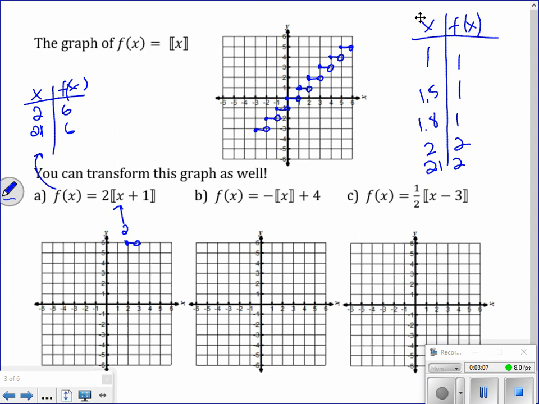So let's do 1. If I do 1, 1 plus 1 inside here is 2. 2 times 2 is 4. So 1s are getting me 4s. My 1 is getting 4 all the way up until I get to 2, and then it jumps up to 6. All right, so let's try 0.